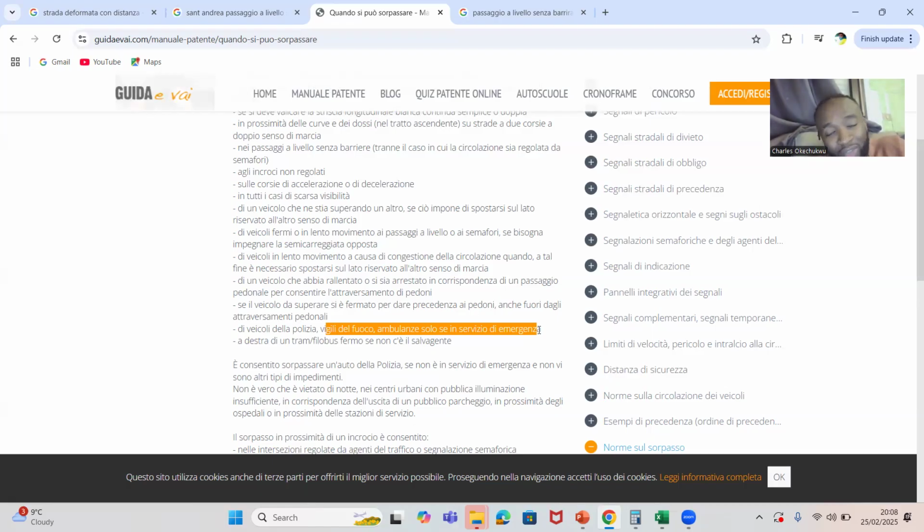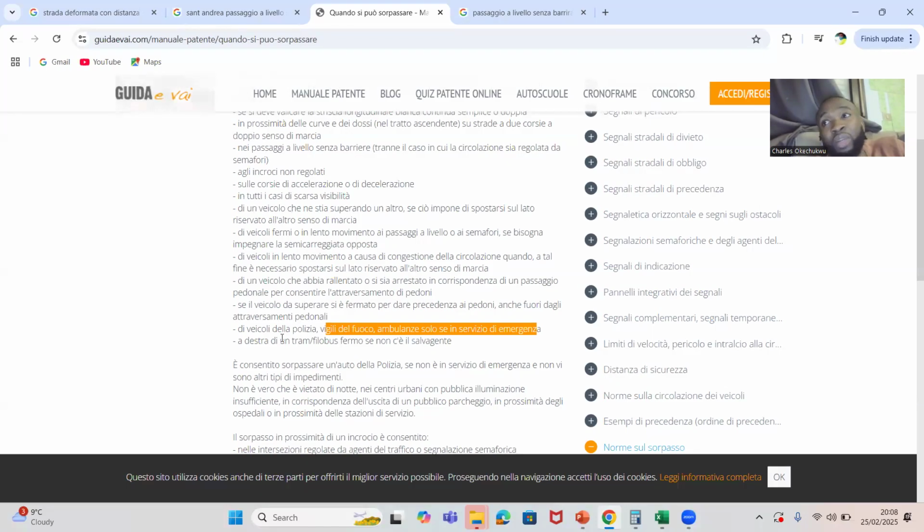You are causing trouble for yourself. Ambulances, when their siren is on and they are in emergency function, don't overtake them. The same thing applies to the fire brigade. Is it clear? When they are on service, you don't need to overtake them. You need to remember to shift your car to the right side of the lane and make them pass. Is it clear now? All right.